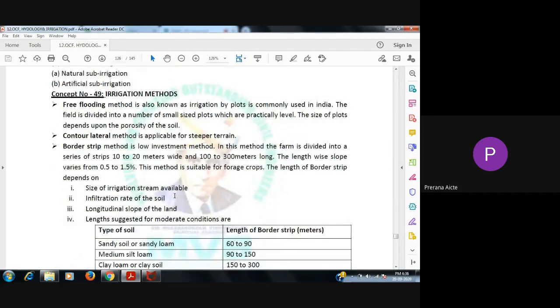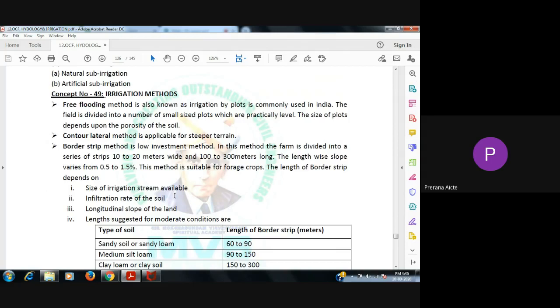If you see the irrigation methods, free flooding. The name itself indicates flooding the crop freely. This method is also known as irrigation by plots and is commonly used in India. The field is divided into a number of small-sized plots which are practically level. The size of plots depends upon the porosity of the soil. So free flooding is normally practiced by the farmers.